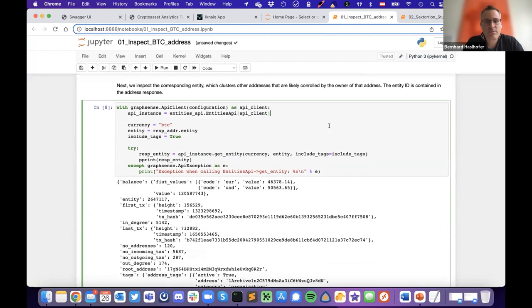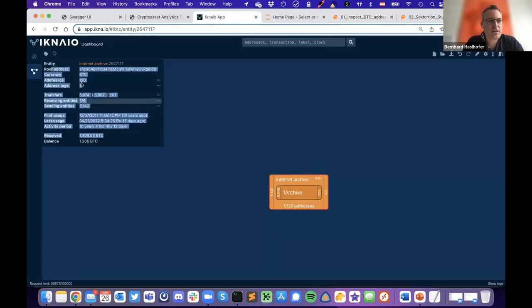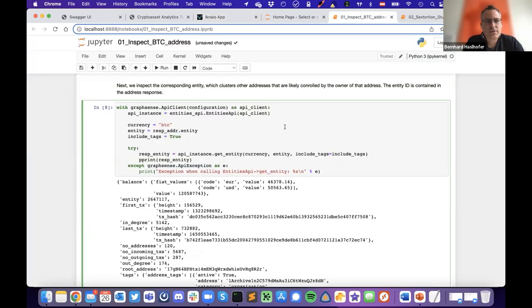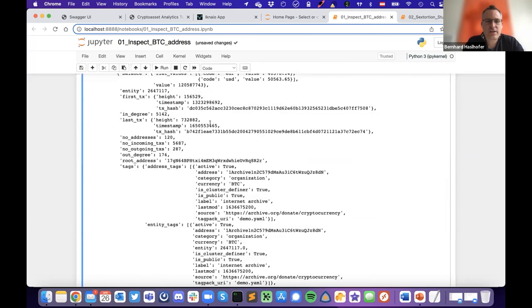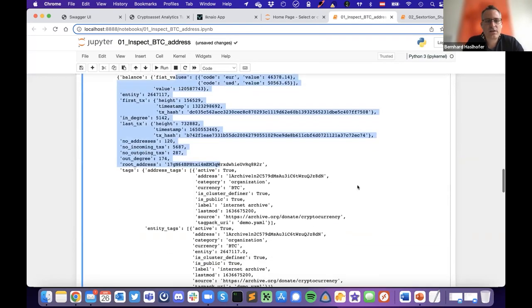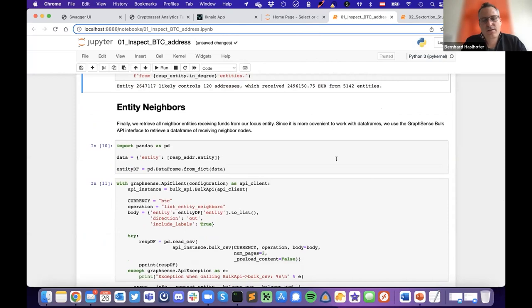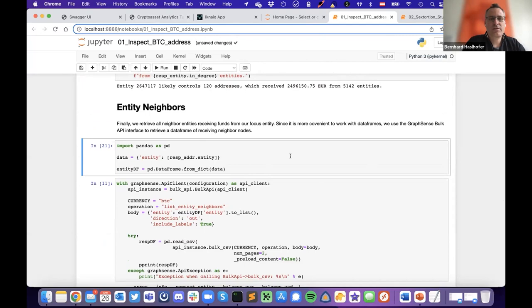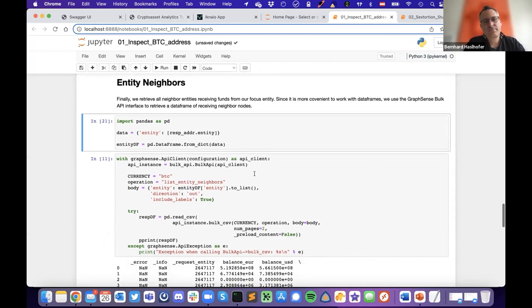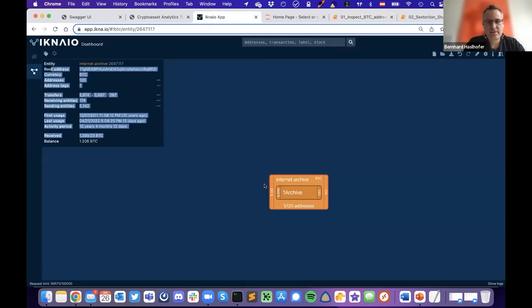So you can gather a statistical summary for the corresponding entity, which is again this property box. And the way how you do it is you just execute another call and you get again summary statistics represented as a JSON object. And you can again do whatever computation you want to do. For instance, spit out how many addresses are controlled by this entity, how much it received, etc. And you can traverse the neighborhood of a certain entity. So you can check the incoming and outgoing entities, just as I did here, in the user interface.